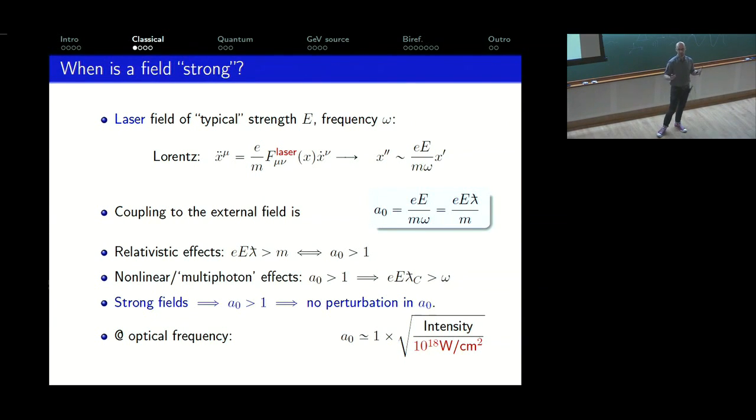So, when I say a strong field or an intense field, I mean fields where A naught is larger than 1. Simple as that. What does that correspond to? Well, A naught can be written approximately as the laser intensity in units of 10 to the 18 watts per centimeter squared. This kind of intensity is regularly achieved in various facilities around the world. So we're definitely in the regime today of relativistic, nonlinear laser physics.